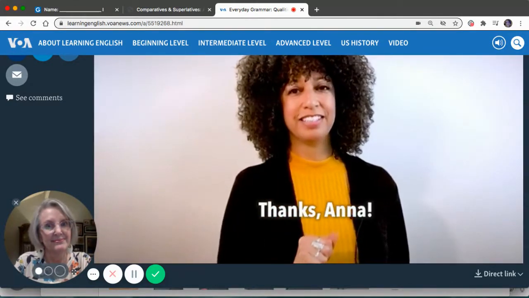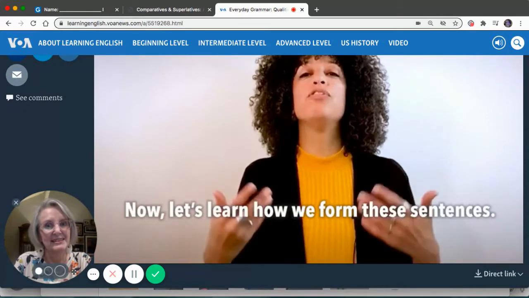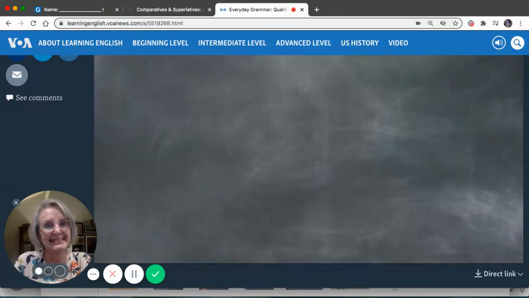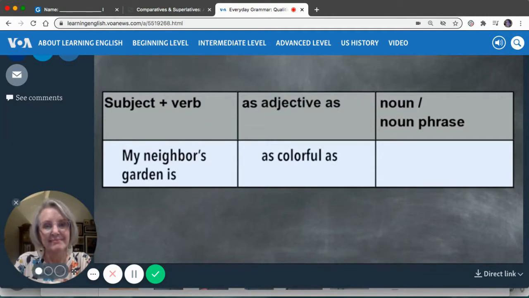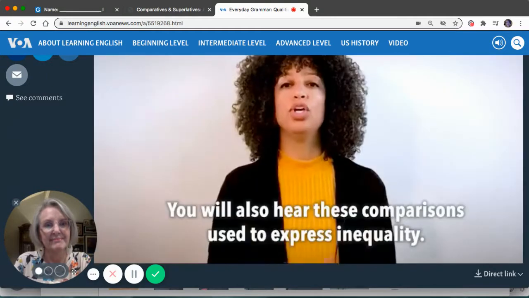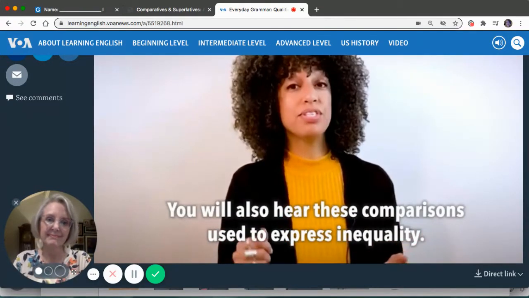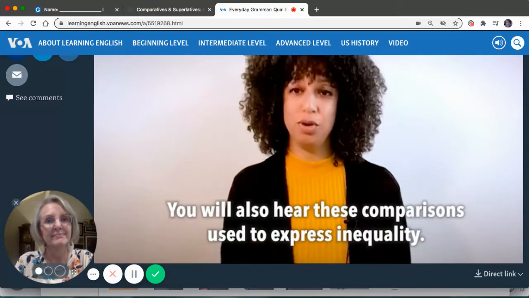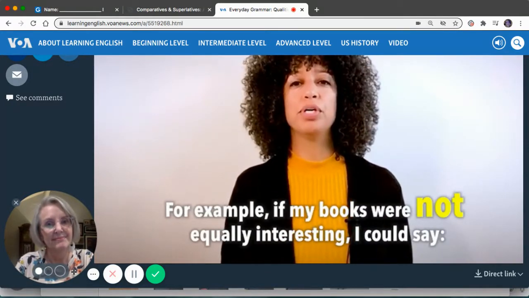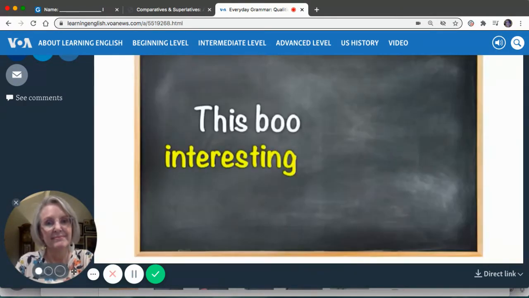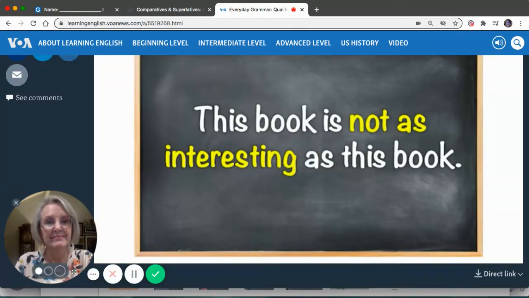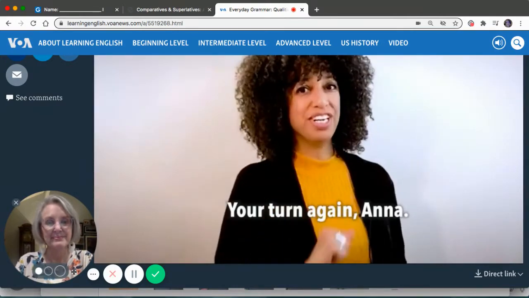Thanks, Anna. Now, let's learn how we form these sentences. The structure goes like this. Subject plus verb, then as adjective as, then a noun or noun phrase. You will also hear these comparisons used to express inequality. For example, if my books were not equally interesting, I could say, this book is not as interesting as this book. Your turn again, Anna.